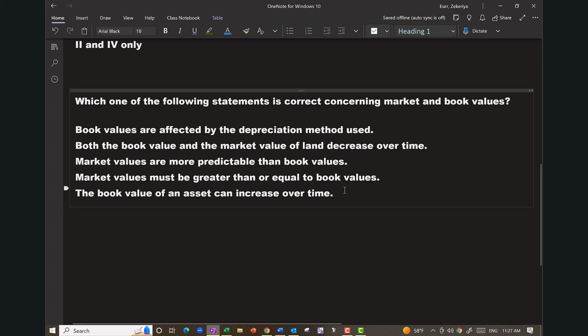Now, inflation adjusted accounting, but that only happens in the income statement, all right? So this is pretty much the only one.